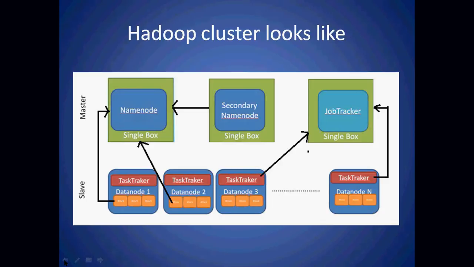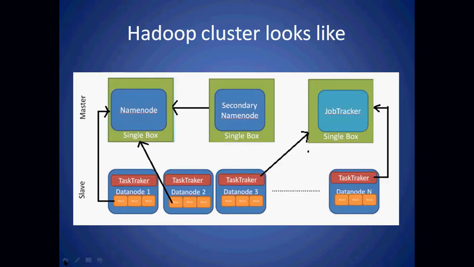You can scale up to any number. Right now Yahoo is running a 42,000 node cluster. They are connected in series, maintaining the data in a 42,000 systems network, like that, 1, 2, 3. So they are maintaining 42,000. You can scale up to any number based on your storage requirements.